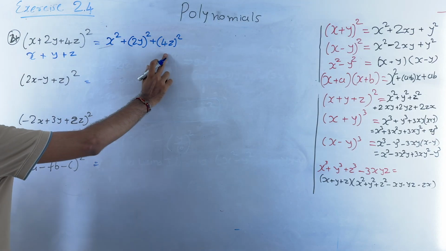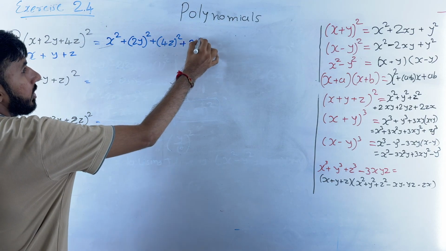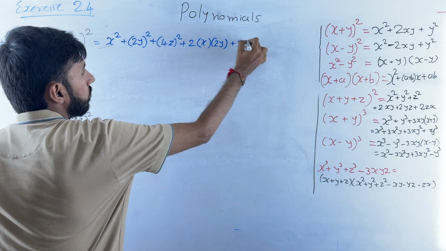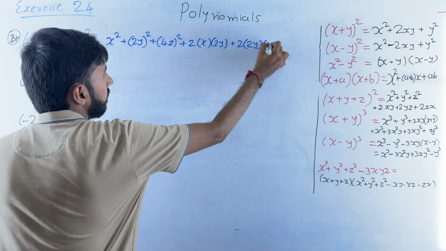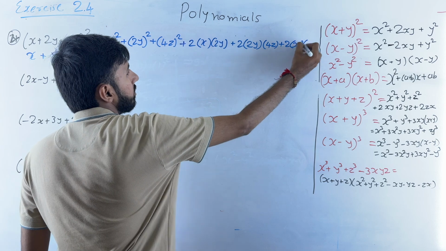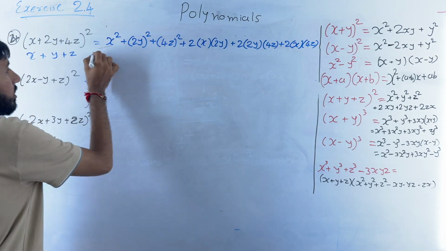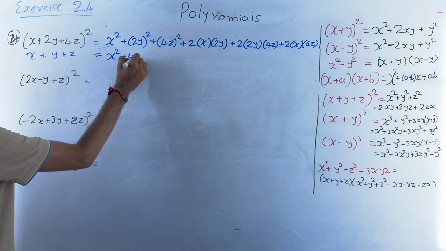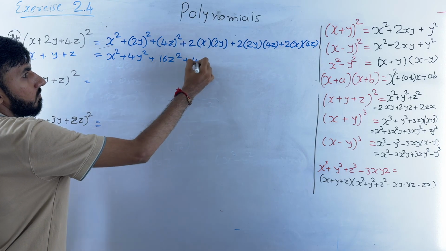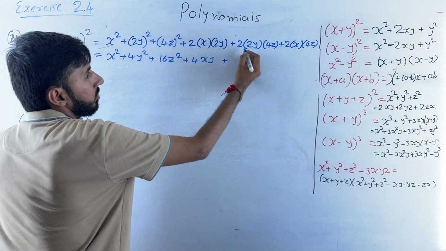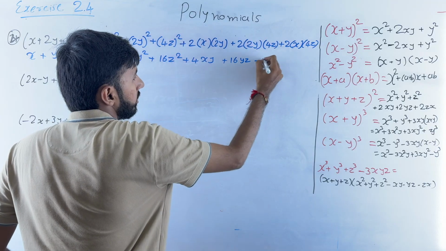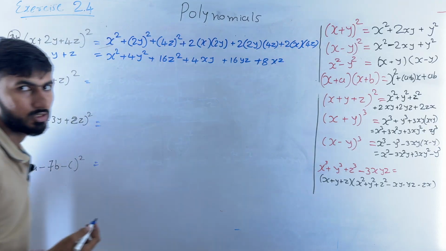X square plus y square plus z square plus 2xy. 2x means only x, y means 2y, plus 2yz, y means 2y and z means 4z, plus 2xz, x means only x, z means 4z. Now just simplify it, your answer will be x square plus 4y square plus 16z square plus 4xy plus 16yz plus 8xz. This is your answer, right?